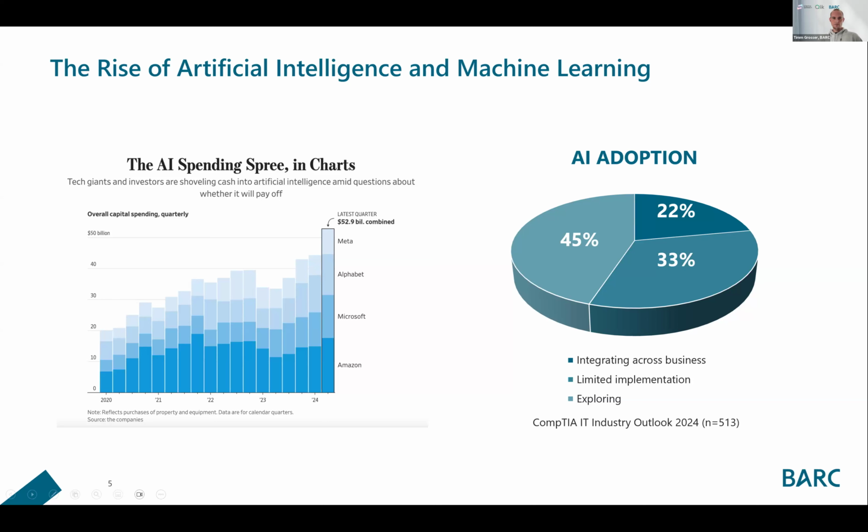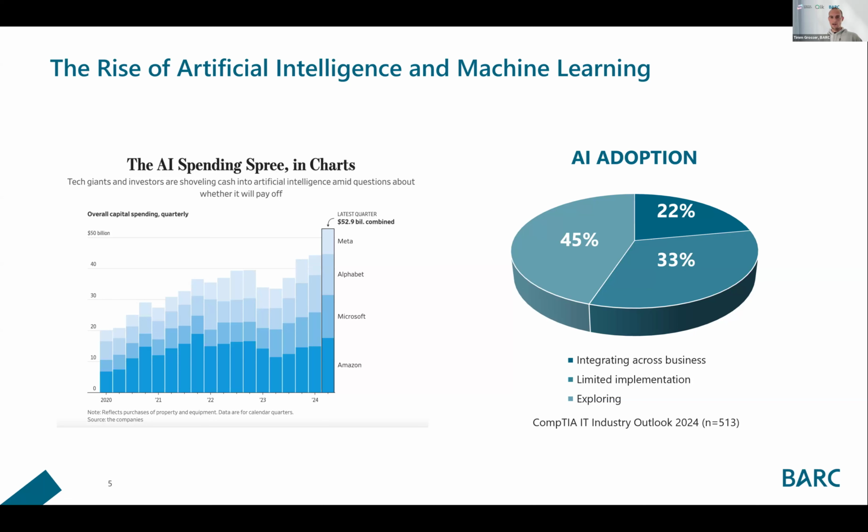If we see that Amazon, Microsoft, Alphabet, and Meta, only those 4 companies, are spending $52 billion combined, and this only in the last quarter, in the latest quarter. That's really amazing sums that come up for AI investment. And I think we will see a lot of progress in the next months in this AI section.